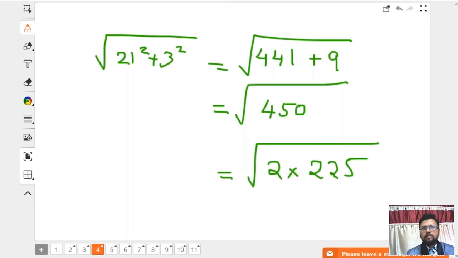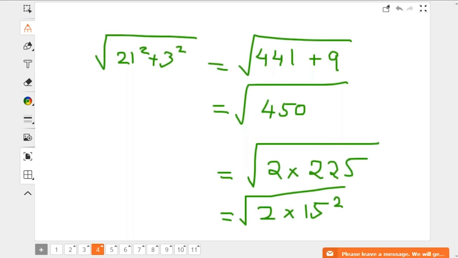Why are we doing this, guys? 225 is very good, 15 square. So we can write this as root of 2 into 15 square. So this is how much? 15. So the diagonal AD of the square is 15 root 2.